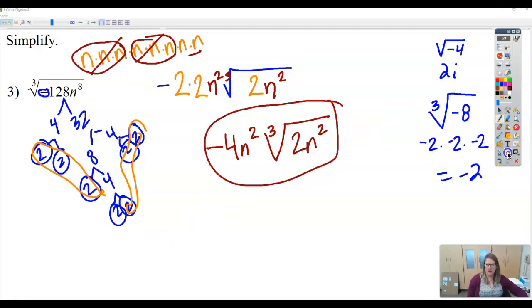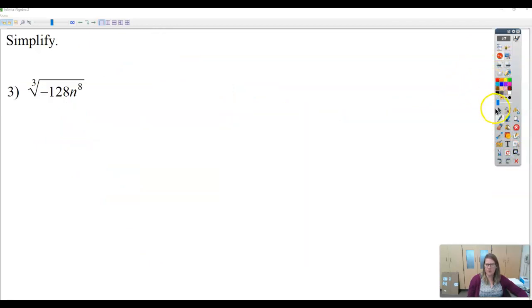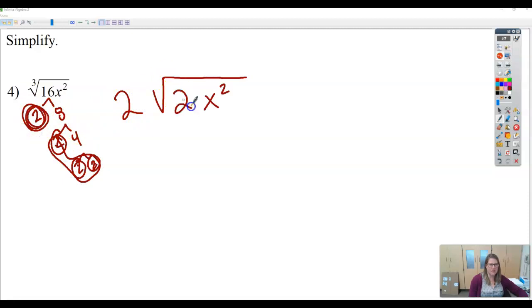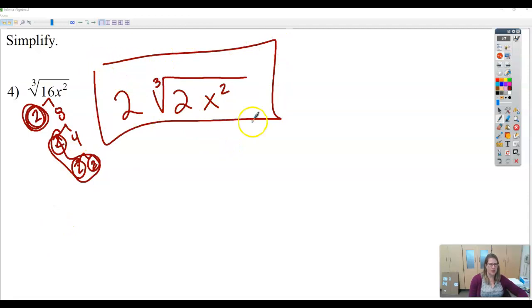Okay? So we'll just do one last example. And again, if you want to pause and try it on your own first, that might be a good idea. I can see right away the x squared is going to stay on the inside because I would have to have 3 of them in order to even bring 1 out. 16 is 2 times 8, and 8 is 2 times 4, and 4 is 2 times 2. So I have 2, 2, 2. I have 3 2's there. That one will come out. That one's alone, so it's going to have to stay in. Make sure my answer is also showing that as a cube root. And there you have it.